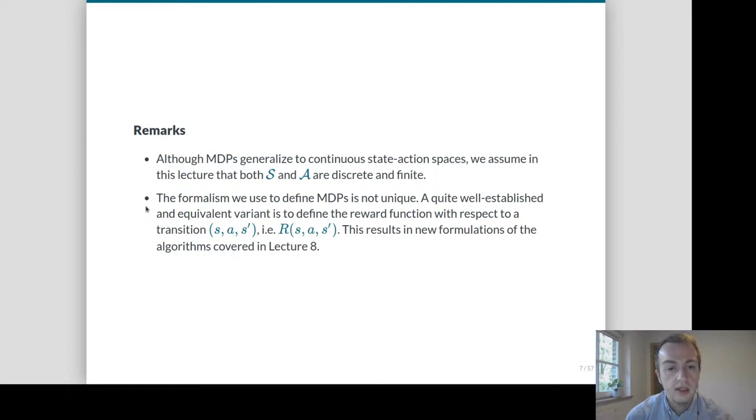Also, the formalism that we use in this course to define MDPs is actually not unique. There are several other ways you could define MDPs, and a quite well-established and equivalent variant is instead to define the reward function with respect to a transition, which is a triple S, A, and S prime. Therefore, we would define the reward function not only in terms of a single state S, but in terms of this transition. This is strictly equivalent, but in terms of the formalism and all the associated equations, you would need to reformulate the algorithms that we've seen last week. And this is something you will see during the exercise sessions on MDPs.